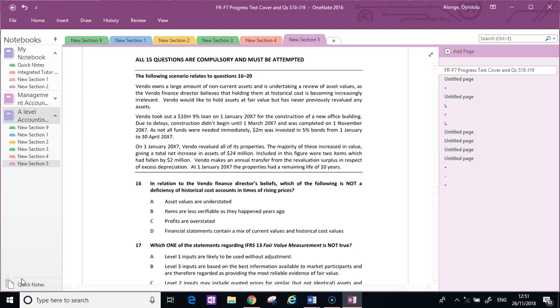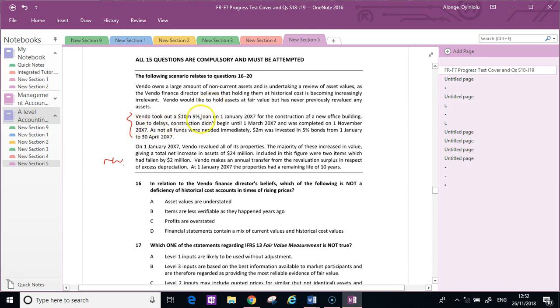Okay, guys. Right. So this is question 16 to 20. I'm sure you've read through this already. They own a large amount of non-current assets. So this is again to do with interest. This is a good question because it allows us to look at how we deal a lot with these interest issues. And this is looking at revaluation. We've seen bits of that. So let's do this one first.